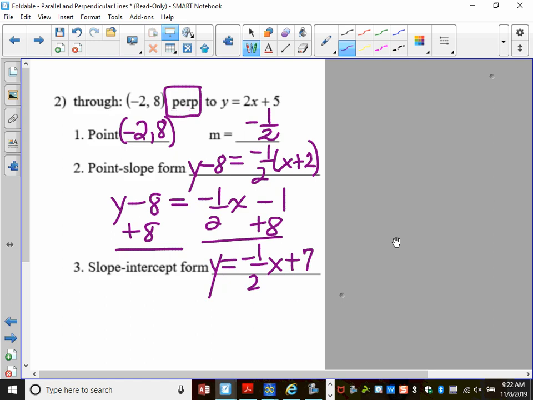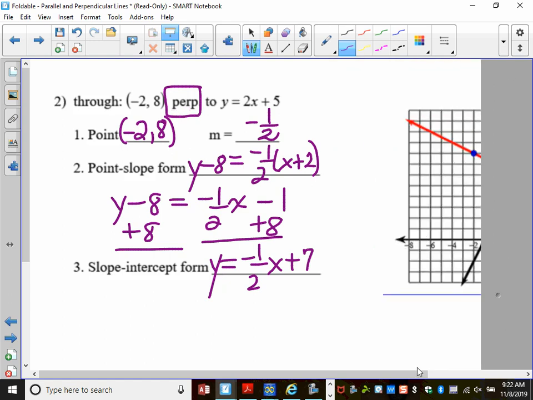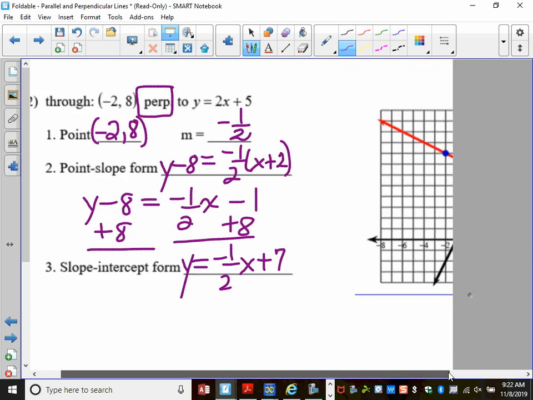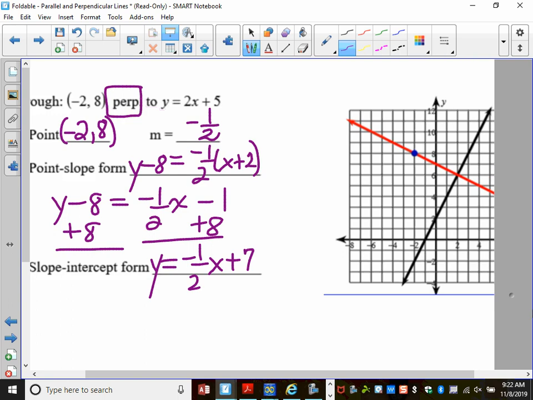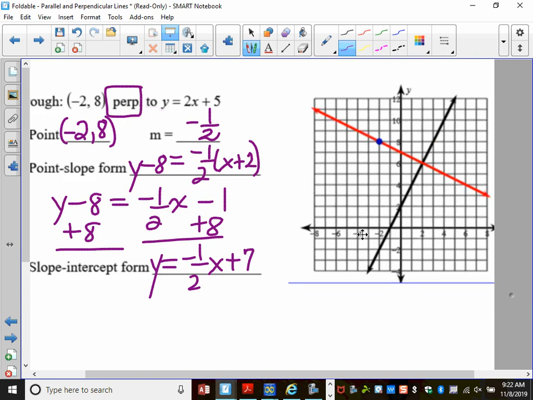All right, so you want to graph that starting at your +7 on the y. And then if you go up, then you want to go left 2, or you can go down and right. Okay, just make sure that you're graphing it correctly. And your graph should look like this.